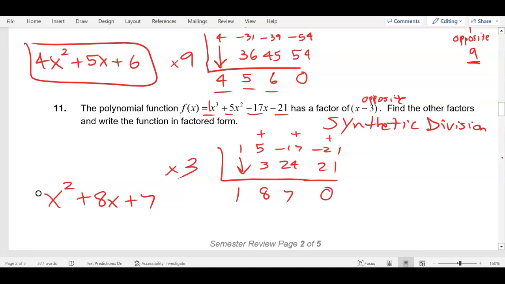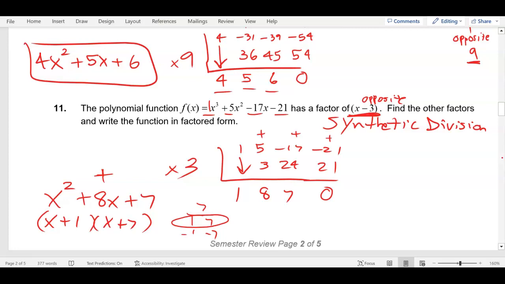So when we divided out x minus 3, we got this. But can we factor that even further? This 7, the only factors are 1 and 7, negative 1, negative 7. Which one of these factors will add up to make positive 8? That one, right? So I could really split this into two parentheses, x plus 1 and x plus 7.